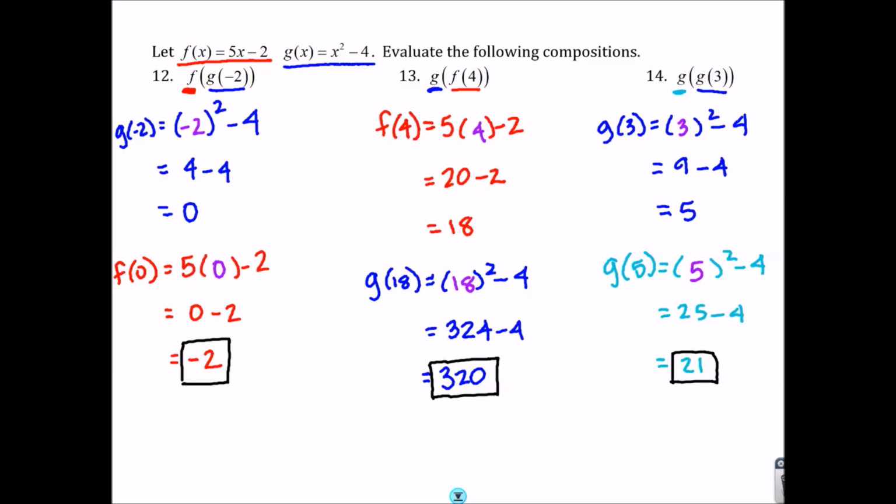Compositions takes a little bit of practice to get used to, but essentially you are plugging one equation into another.